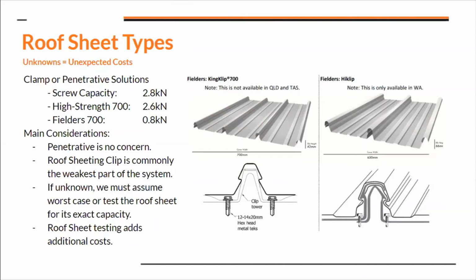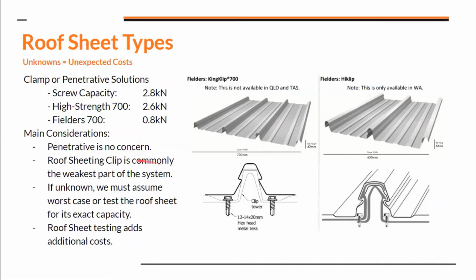Main considerations I wanted to point out: penetration is no concern. So when you're looking at screws that penetrate through the roof sheet and go into the structure itself, the capacity of that screw is determined by the depth of its penetration into the timber or the steel. I should say if it's steel, it's dependent on the thickness of that steel that it's penetrating. But if it's timber, it's on the depth of that. And you can see the capacity of the screw is far greater. It probably starts around 2 kilonewtons and goes all the way up to 2.8 or so. And so it can be the strongest form of fixing connection.